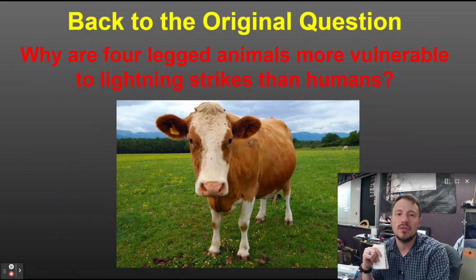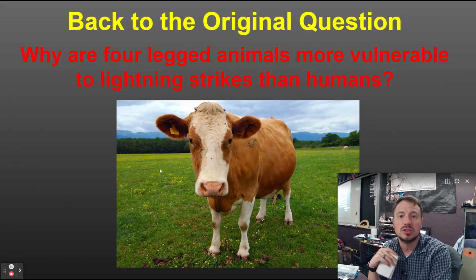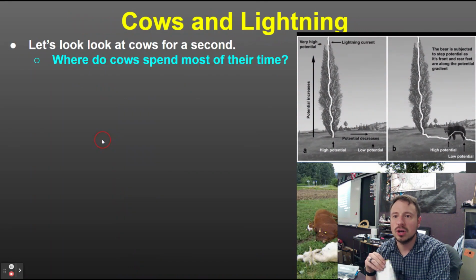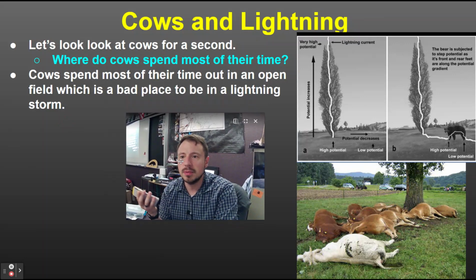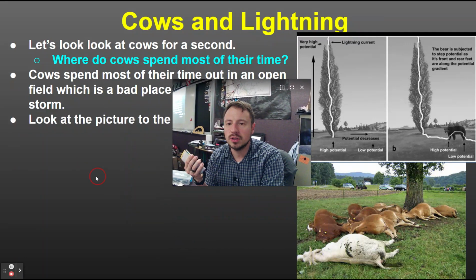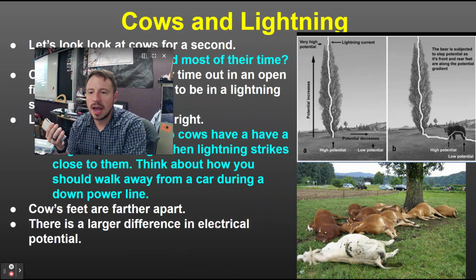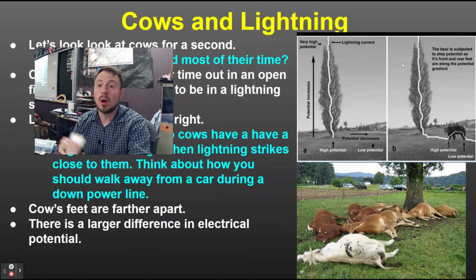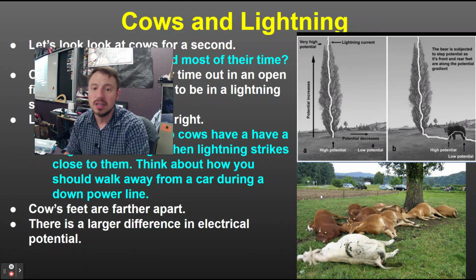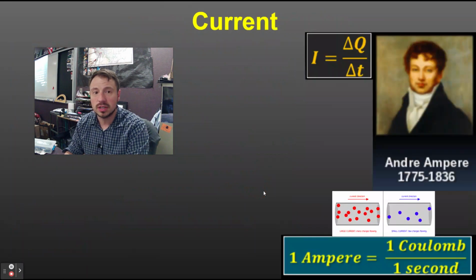Why are four-legged animals more vulnerable to lightning strikes than humans? Cows, obviously, spend most of their time in a field, so they're at a disadvantage there. If you look at the picture to the right, cows' feet are farther apart, so there's a larger difference in electrical potential. If one gets struck, they already have that step potential built in. Humans don't, because our feet are closer together.